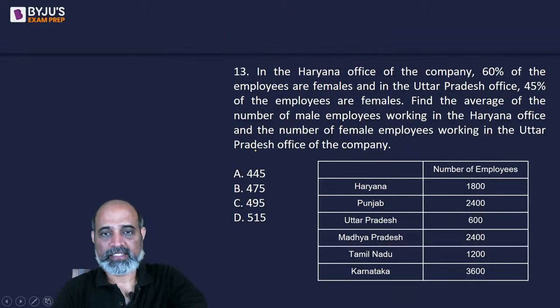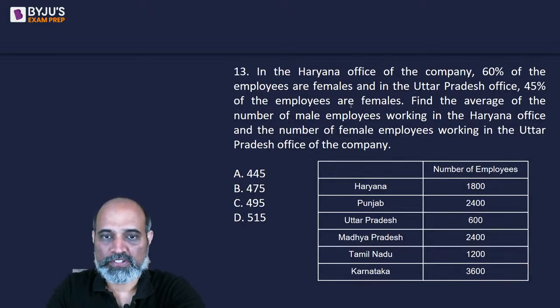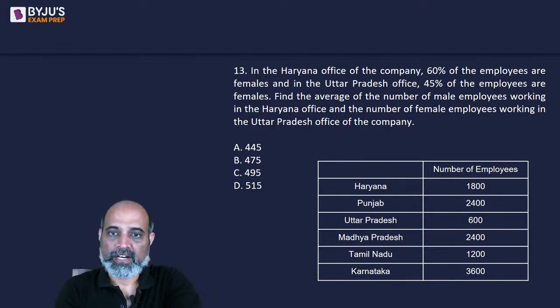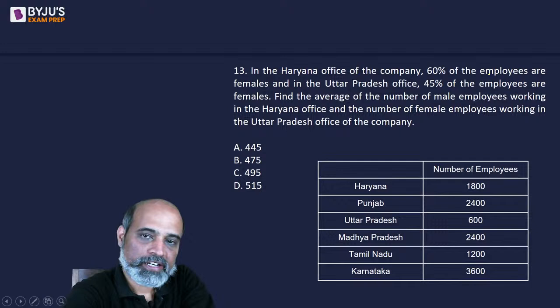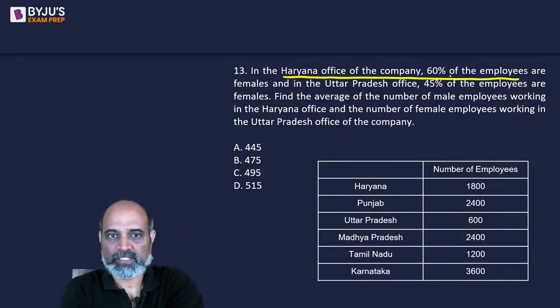Next, in the Haryana office of the company, 60% of the employees are female, and in the UP office, 45% of the employees are female. So there is further classification of the number of employees based on gender for these offices. Find the average number of male employees working in Haryana and UP. ठीक है. So if you look into Haryana office, 60% are female. That means 40% are male.